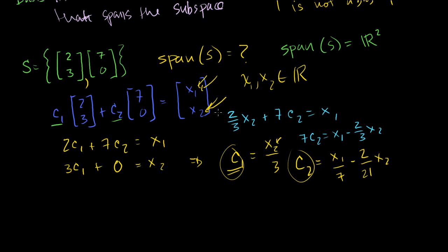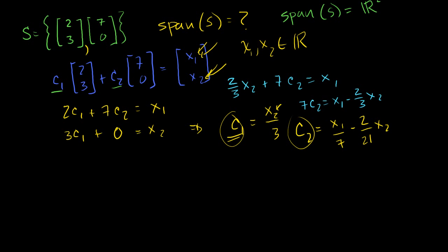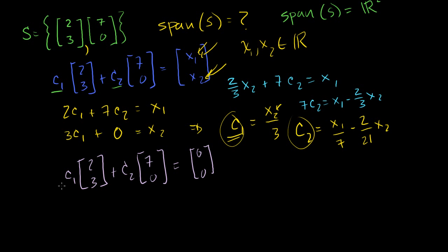Now, the second question is: are these two vectors linearly independent? Linear independence means that the only solution to the equation c1 times the first vector plus c2 times the second vector equaling the 0 vector is when both of these equal 0. So let's see if that's true.